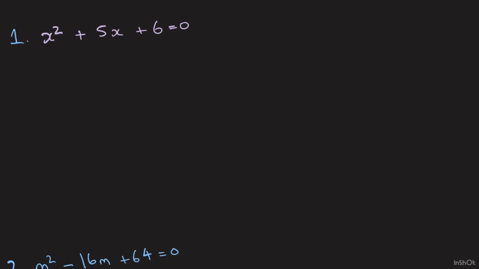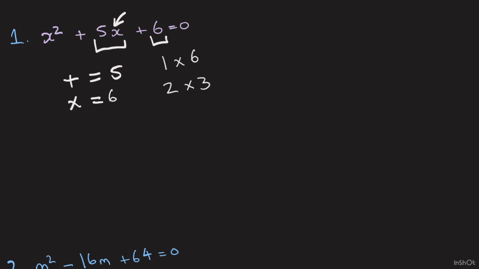When factorizing quadratics, you have to first look at these two numbers. The number which has the x attached to it, two numbers have to add together to equal that number. So two numbers have to add together to equal 5. And with the number 6 here, two numbers have to times together to equal 6. So what two numbers can we times together to get 6? We can do 1 times 6, or we can do 2 times 3.